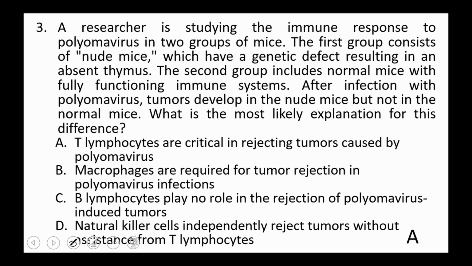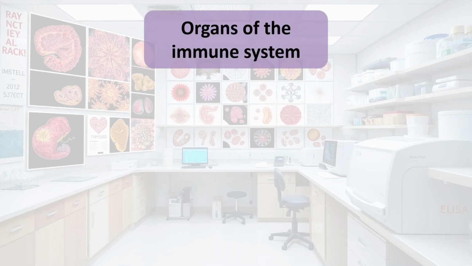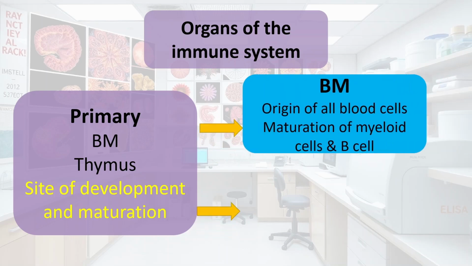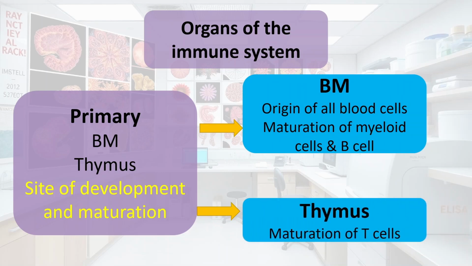So in here, the main point of this question is what are the organs of the immune system and what organs have what function and what cells have what function. So we have two major organs, primary and secondary organs of the immune system. Primary organs consist of bone marrow and thymus. So bone marrow is a site of origin for all blood cells, red blood cell, platelet, and white blood cells. And thymus is a site of maturation for T cells.